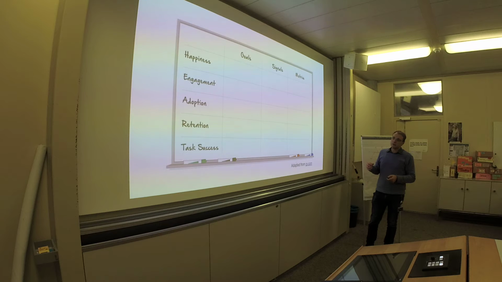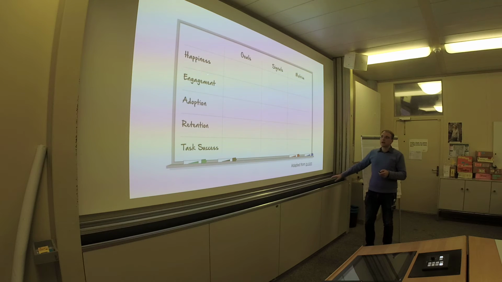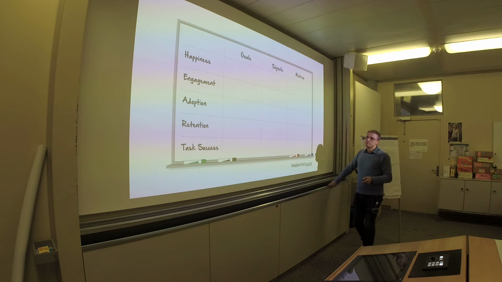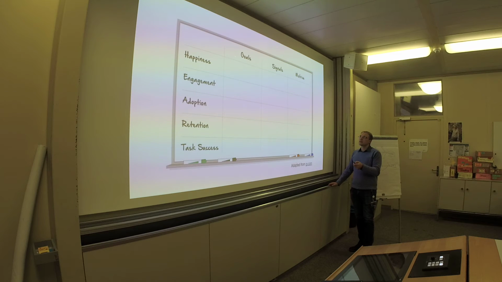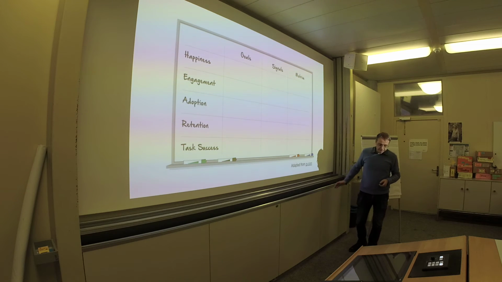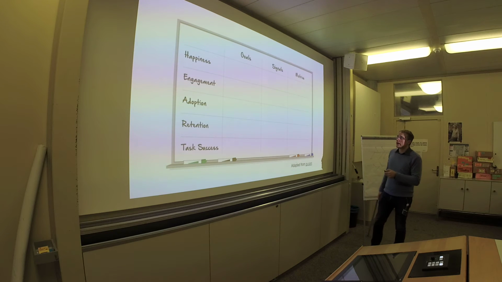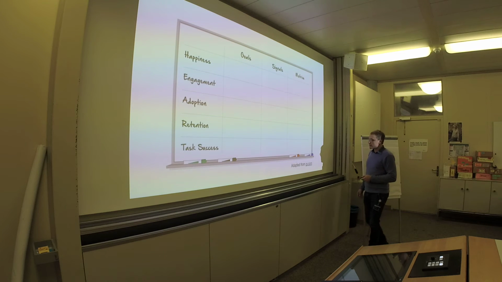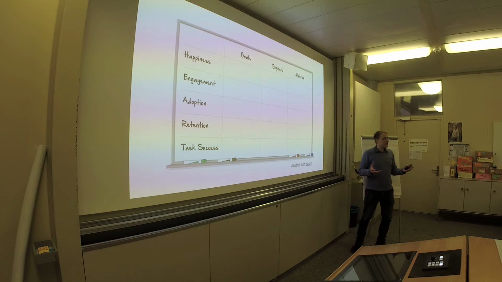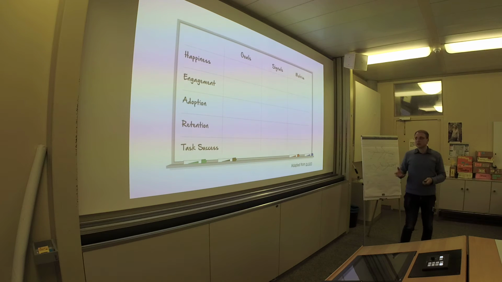And I'm going to provide examples for each of these. Essentially, if you put the 5 user dimensions on the rows of a matrix and the 3 levels that we described on the columns, you obtain this matrix here that is the core of the evaluation framework that I'm describing.